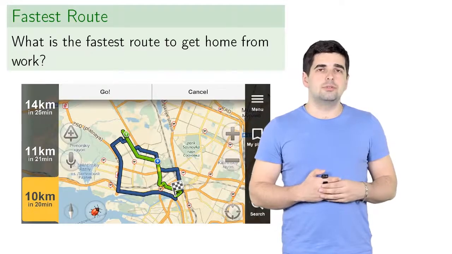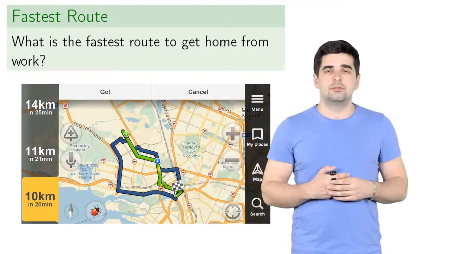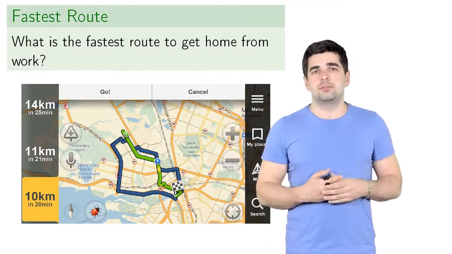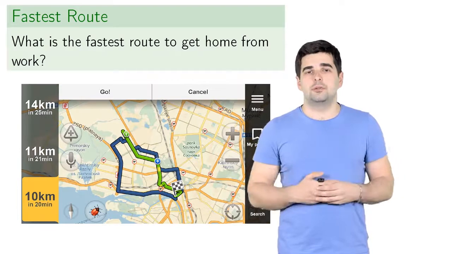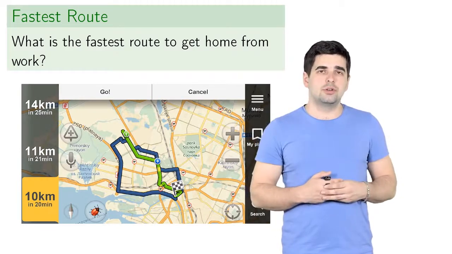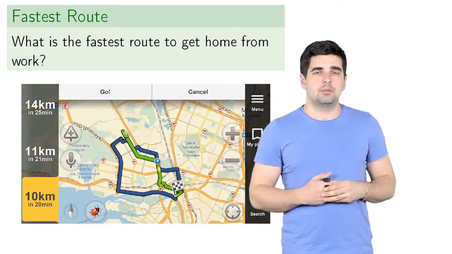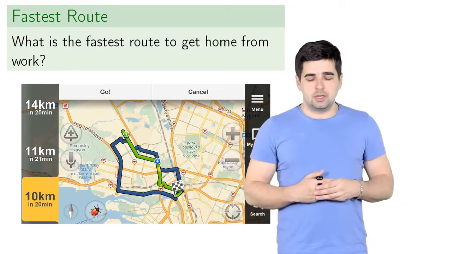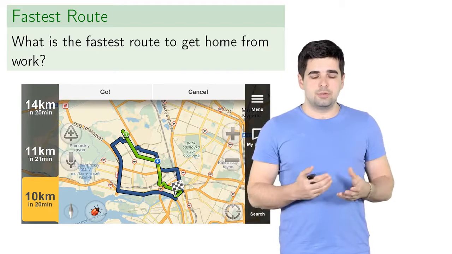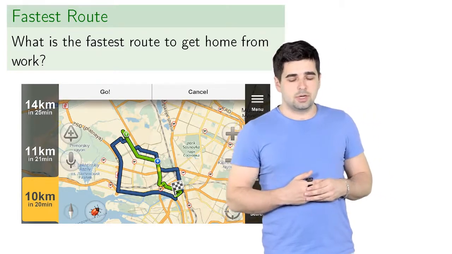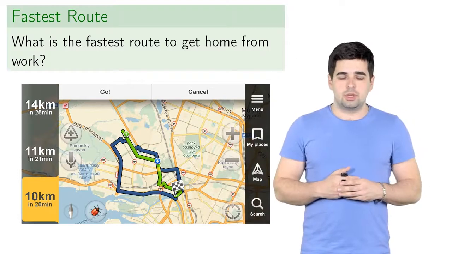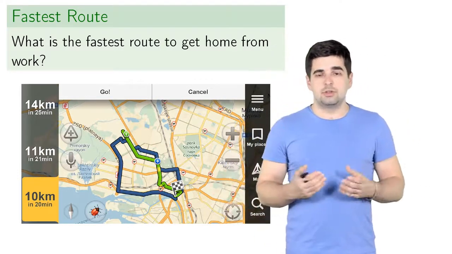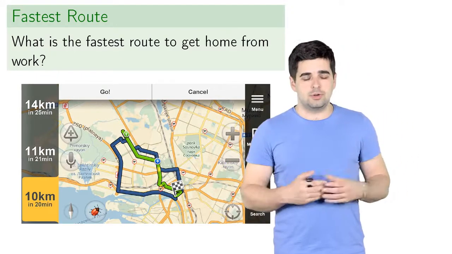It's really easy to do. For example, what is the fastest route to get home from work? Or more generally, what is the fastest route from point A to point B right now? And below you see a screenshot from a popular navigation app, Yandex Navigator, which is given a task of getting the fastest route from the point you are currently in, which is marked by a circle with the letter Y in it, to the finish, which is your destination. And it suggests a few variants.